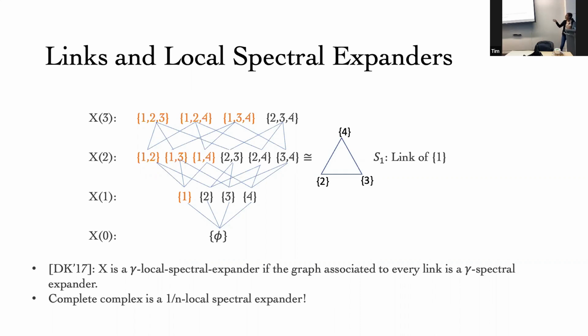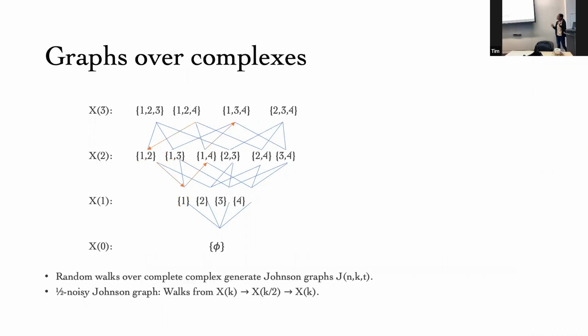Okay, so any more questions about this? Yeah, so this is basically some notion of high dimension, generalizing expansion to high dimensions. And now we can finally talk about how to get graphs over these complexes. So let's say we wanted graphs over X, the third level. So we wanted these as vertices of our graph. Then how do we generate edges on these vertices?